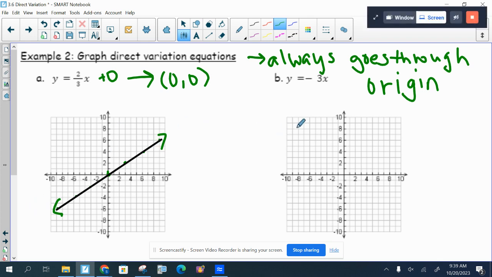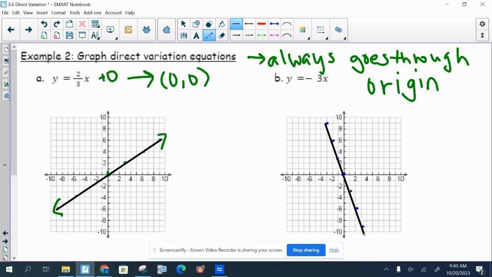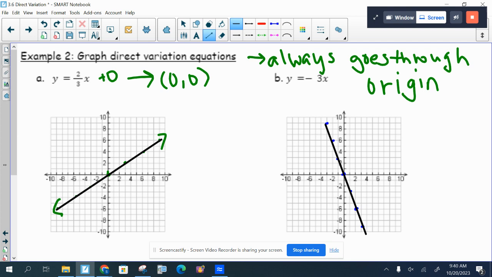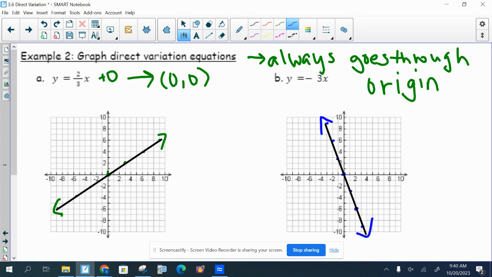And then b, same thing. So we're going to put a point at the origin. And now our slope is negative 3. So we're going to go down 3 over 1, down 3 over 1, till we get to the bottom. And then up 3 over 1, up 3 over 1, until you get to the top. Okay, once you're good, you can flip your page.